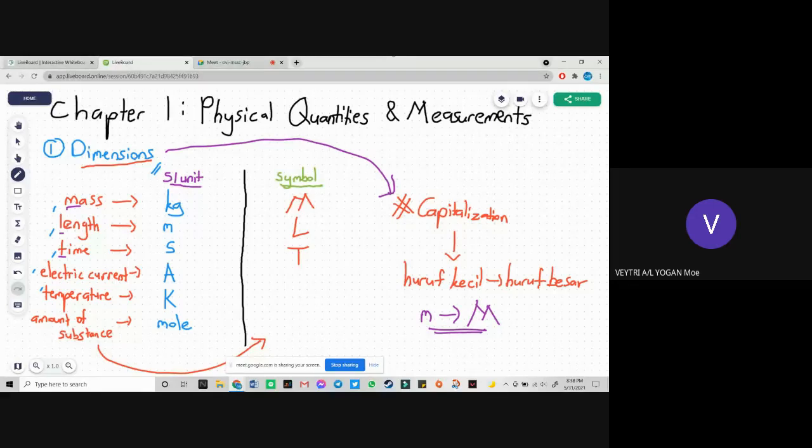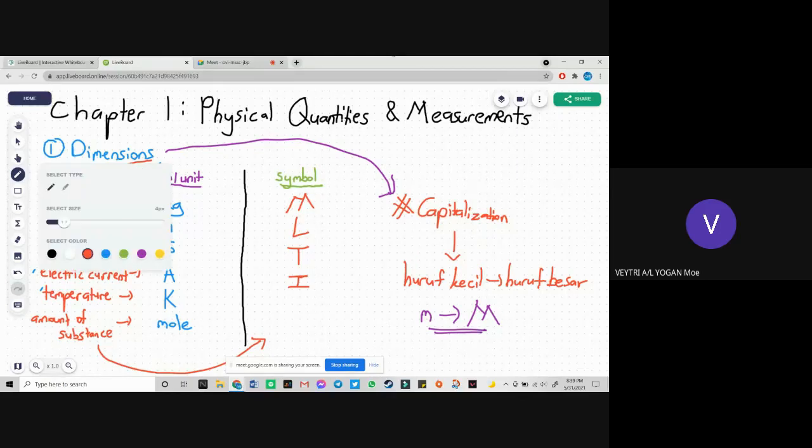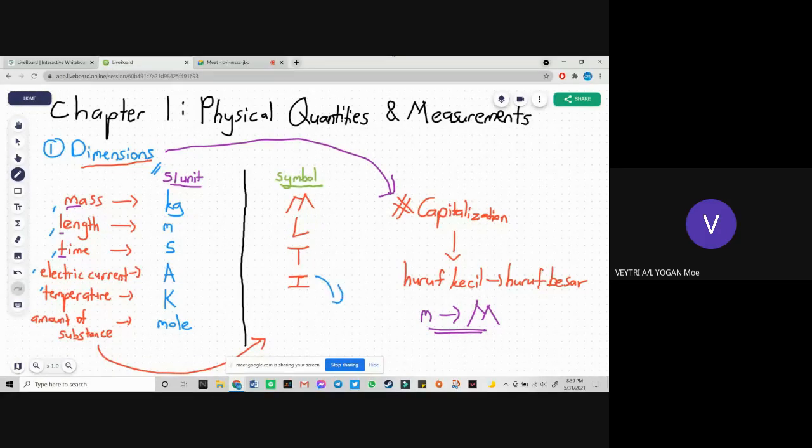Electric current, what about electric current? Any ideas? Yep, I besar. Okay, before we go further, why do we say electric current I besar? Anyone? Korang pernah tengok formula ni kan? V equals to IR. Yes. Okay. I ni apa? Current. Yep, exactly. I is the electric current and it's capital or not? Yes, it's in capital letter. So that is why they choose I as the dimension for electric current to make your life super simple.